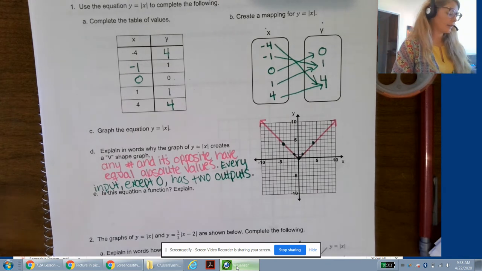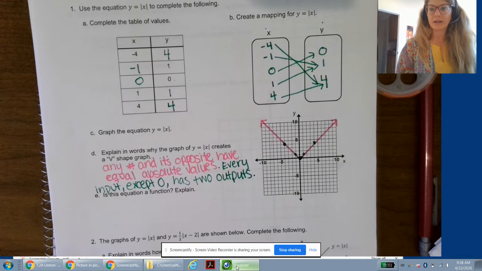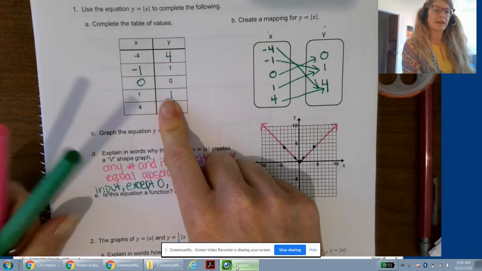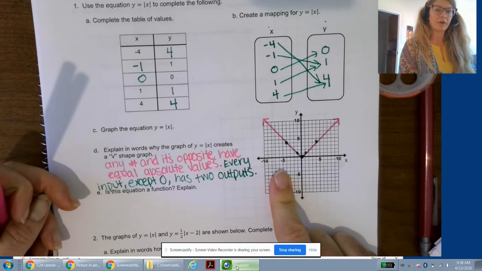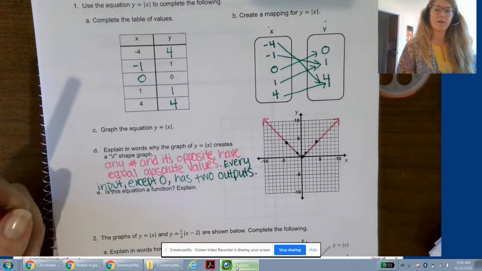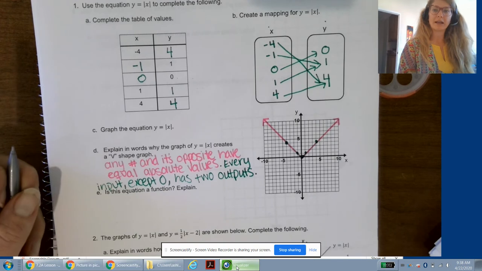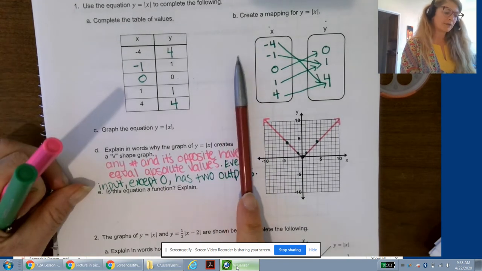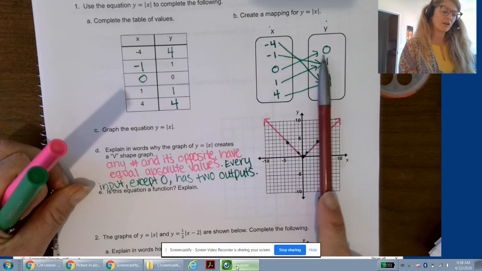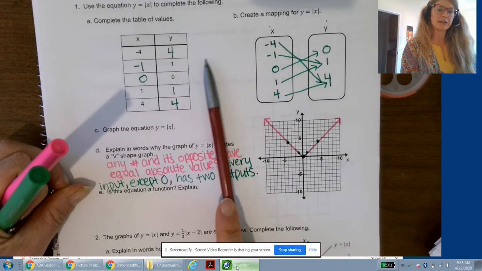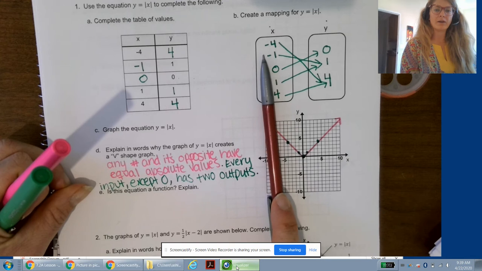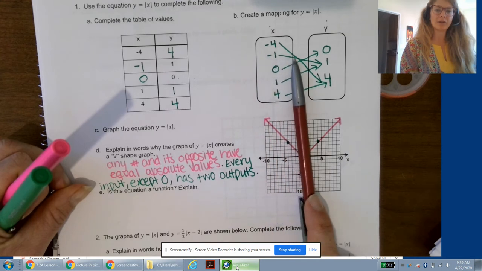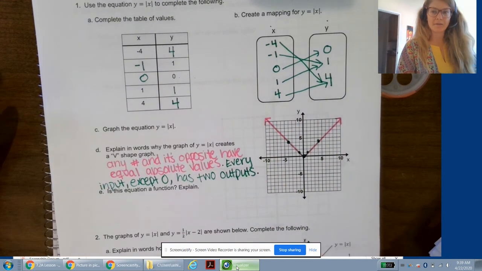So taking a look here, is this equation a function? There's a couple ways we can look at this equation as a function. One way is the table. We can look at the mapping and we can look at the graph. Remember, we have such a thing called a vertical line test. So have your function detectors out. I have my function detector right here. I'm going to sweep it through my graph. And as long as my vertical line only intersects my graph at one point at any time, not more than 1 point, I know I have a function.